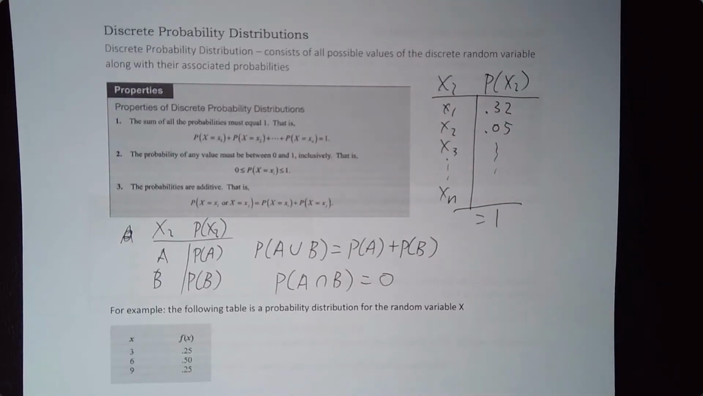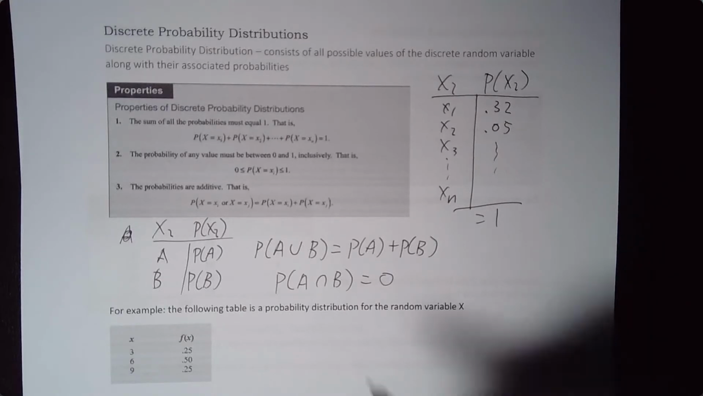Think of the roll of a dice. It's either a number from 1 through 6. It can't be 1 and 6. That would just never happen. So that's what this last part means.